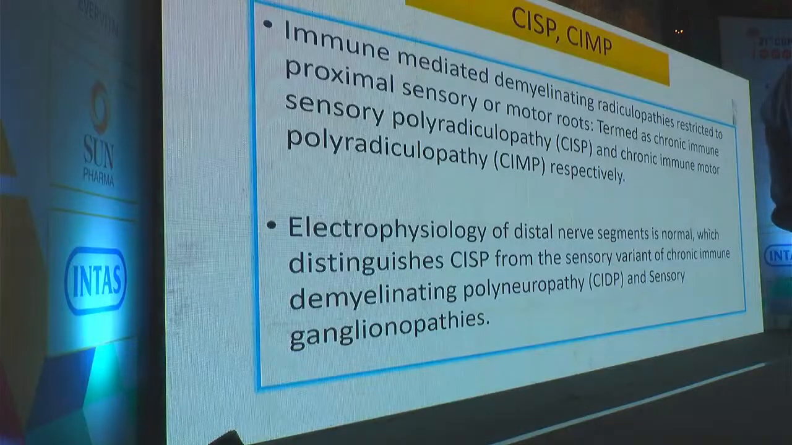So what are these varieties or variants? CISP, CIMP. If they are limited to proximal sensory roots before the sensory ganglion, we call them chronic inflammatory sensory polyradiculopathy, CISP. If they are restricted to only motor roots proximally, they are called CIMP, chronic immune motor polyradiculopathy. If both roots are involved, then it is CISMP. And in such situations, nerve conduction studies of the distal nerve segments will be normal.